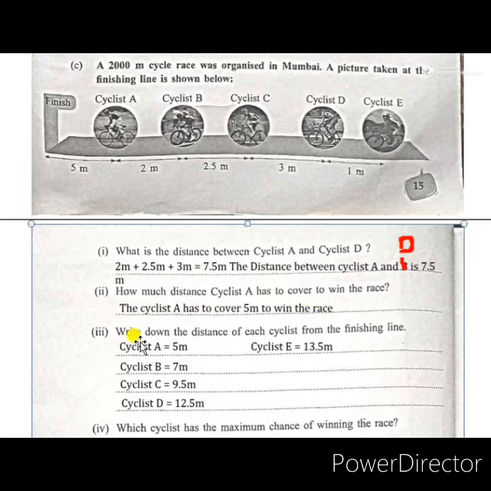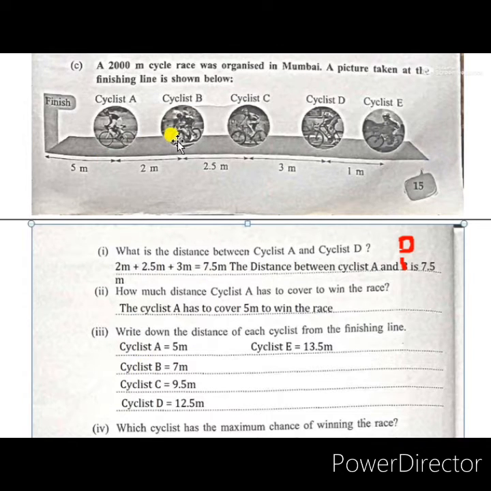Now question 3. We will move to the question 3. Write down the distance of each cyclist from the finishing line. Here the distance of all the cyclists is given in this picture. We have to write each and every one. First, the distance between cyclist A and the finishing point. What is that? 5 meter. That I have written there.